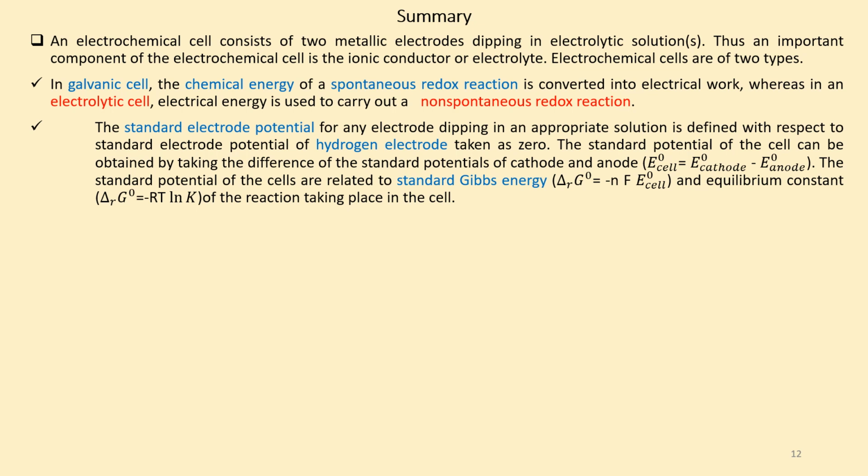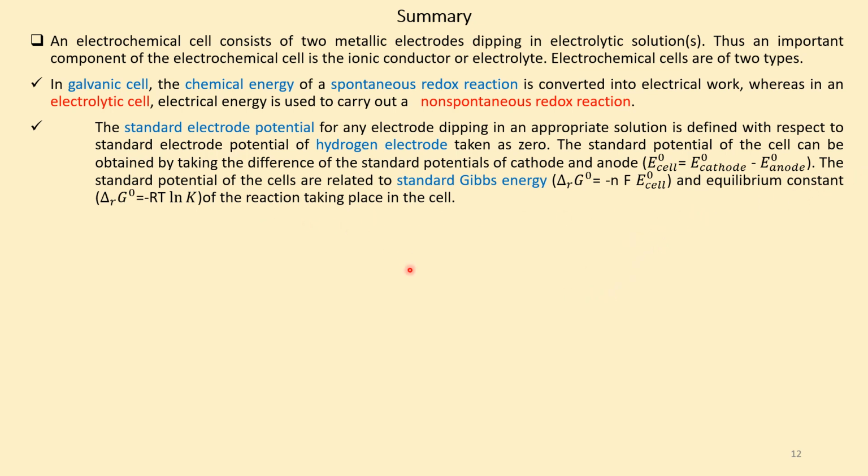The standard electrode potential for any electrode dipping in appropriate solution is defined with respect to the standard electrode potential of hydrogen electrode, which is taken as zero. That is, E0 value for hydrogen electrode is zero. The standard electrode potential of a cell can be obtained by taking the difference of standard potentials of cathode and anode. That is, E0 cell is equal to E0 cathode minus E0 anode.